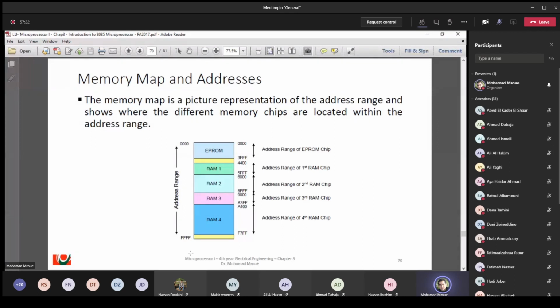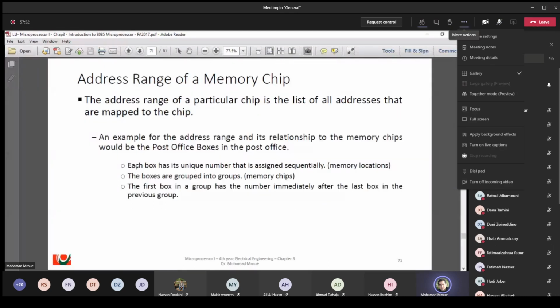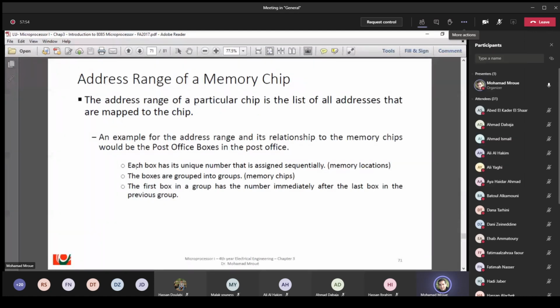Okay. Within this range I can have more than one device, more than one memory. Each address range is dedicated to a memory. So we have a number of bits dedicated to activating this memory, or the other part of the address bus is reserved to point to a given location within this memory. Okay. Now the address range of a memory chip, the address range of a particular chip, is the list of all addresses that are mapped to the chip.